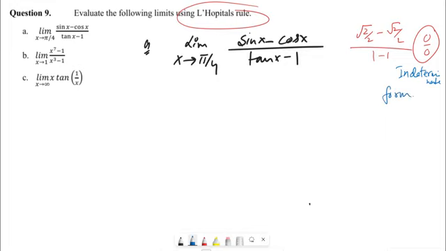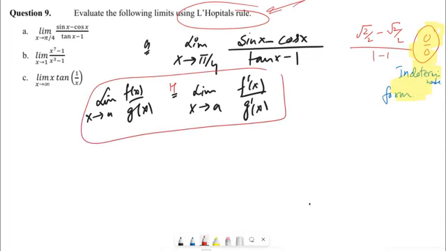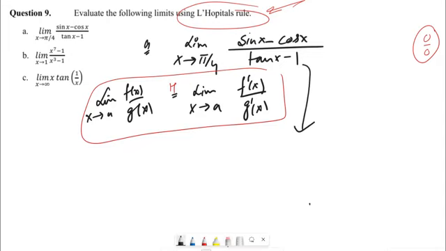If we have a limit which is in the indeterminate form, then the limit as x approaches a of f(x) over g(x) is the same as the limit as x approaches a of f prime(x) divided by g prime(x). This is basically L'Hopital's rule. Because this given limit is indeterminate, we can't really plug in pi by 4 in it. So we can use L'Hopital's rule for it.